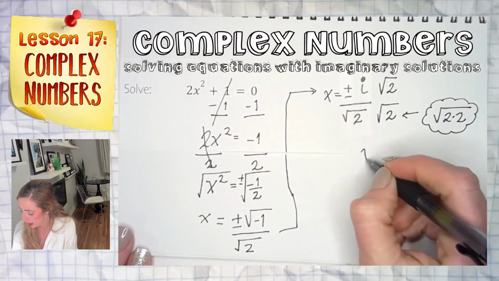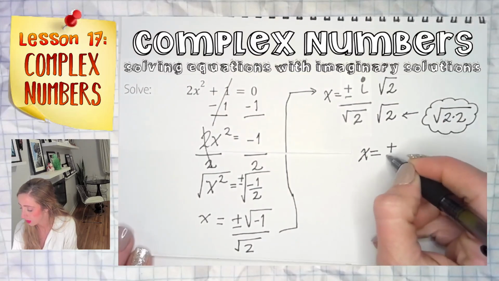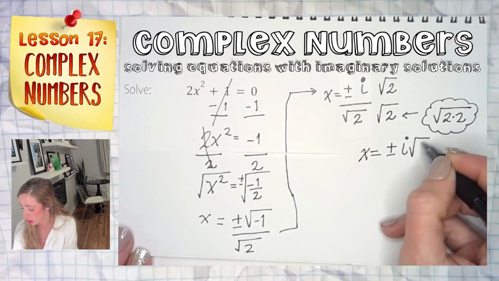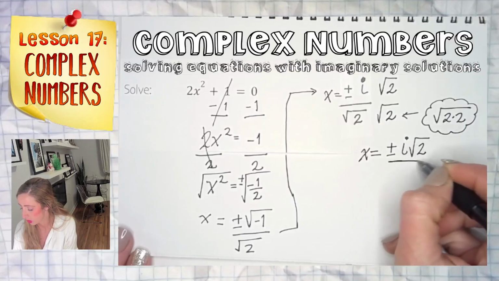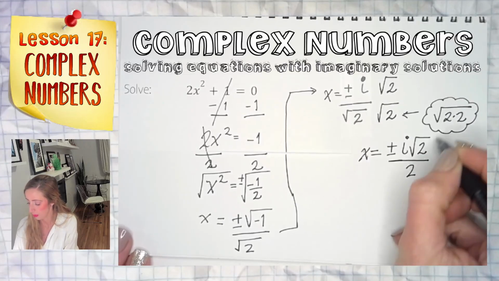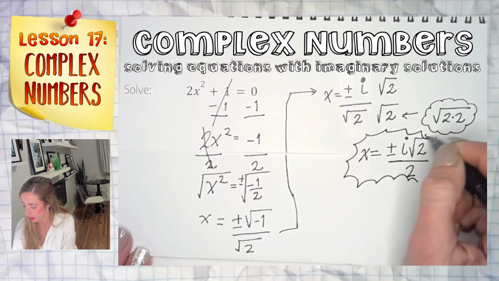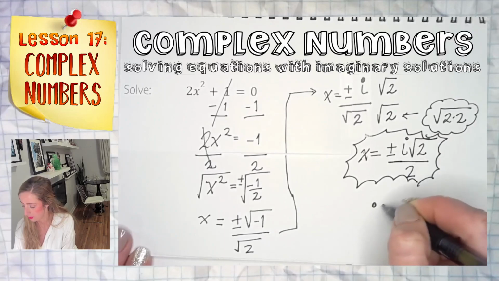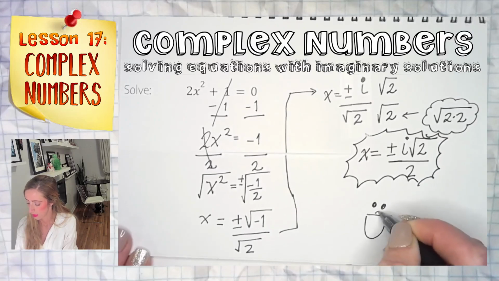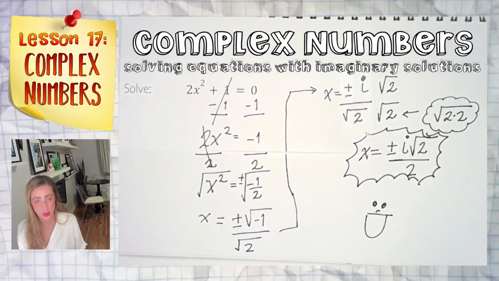So, x equals plus or minus i root 2 all over 2. And that is it. We are so smart and happy. Those are our two imaginary solutions. We had a second degree or quadratic equation, a polynomial equation, and we found 2 answers, imaginaries. Imaginaries come in pairs. This looks good to me.